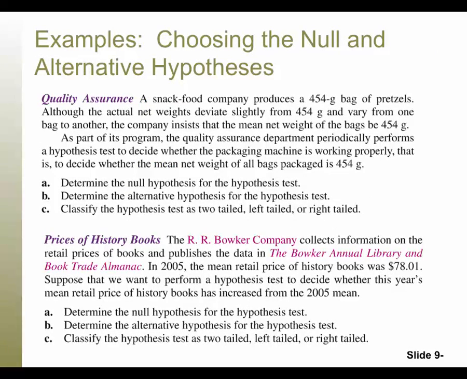Okay, so let's work through these together. Okay, so a snack food company produces a 454-gram bag of pretzels. Although the actual net weights deviate slightly, the company insists that the mean net weight of the bags is 454. As part of its program, the Quality Assurance Department periodically performs a hypothesis test to decide whether the packaging machine is working properly. That is, to decide whether the mean net weight of all bags packaged is 454.